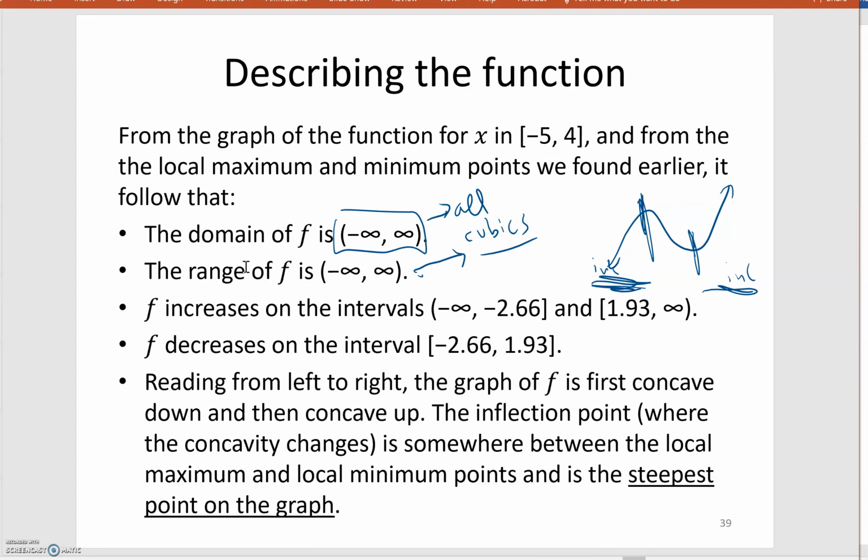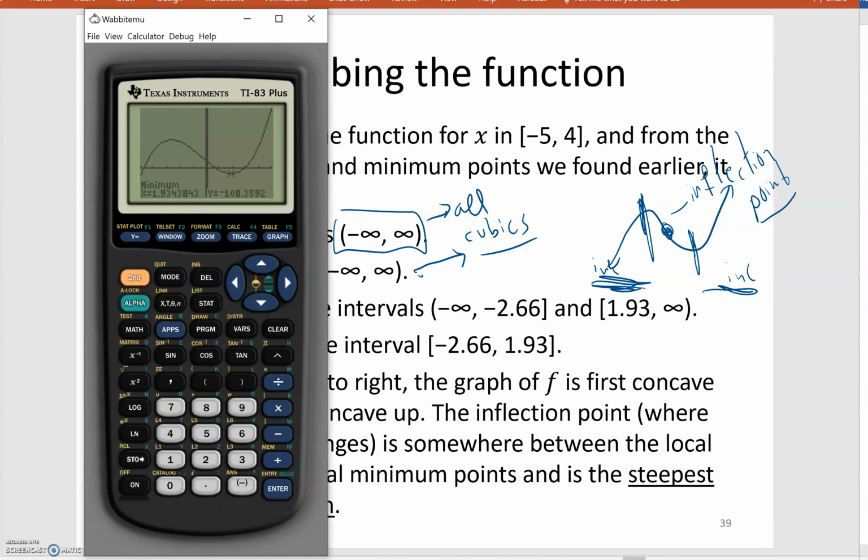The concavity, we actually have a change in concavity here. So we actually have an inflection point kind of like around here somewhere. And remember, an inflection point is where you change concavity. So that inflection point is somewhere in here. On the left, it's concave down, and then it goes to concave up.